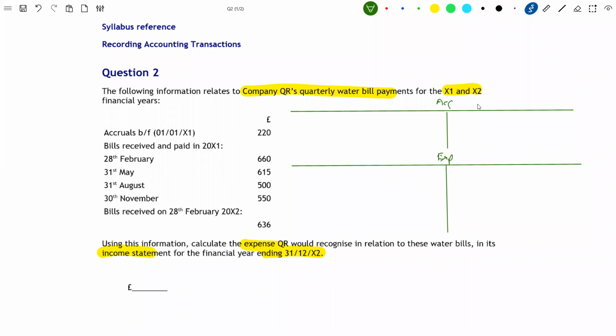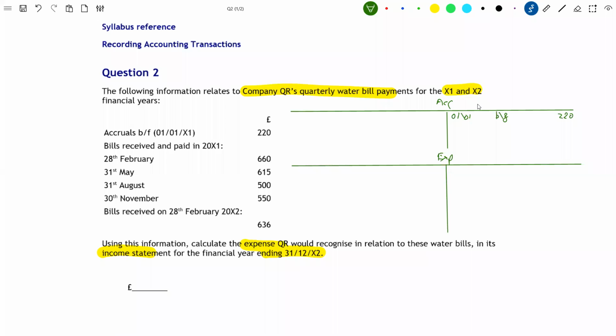So the first thing that we, of course, need to do here is account for this accrual that has been brought forward from the previous accounting year. Okay, so we see this to be £220. So on the 1st of the 1st, the accruals account would have a brought forward balance of 220. Okay, so this is water that we have used in the previous accounting year. We've accounted for the expense in the previous accounting year, but we've not yet settled this transaction.